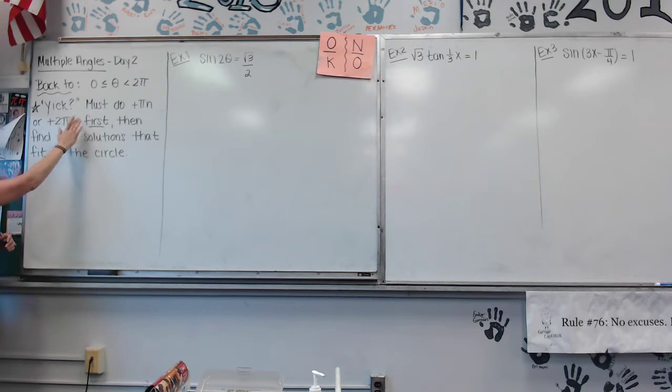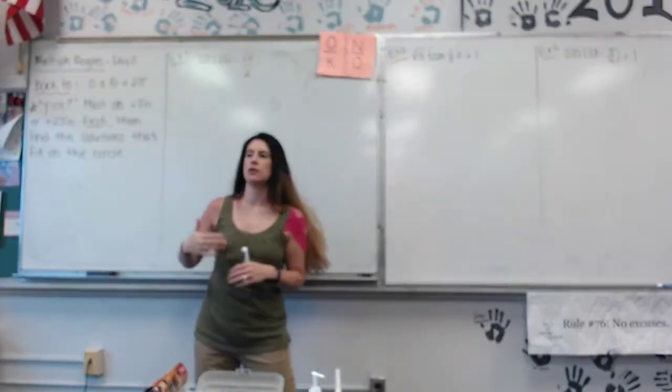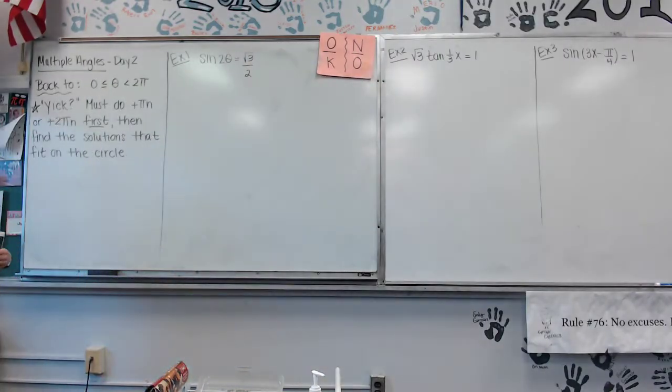So you always, if you have something like a yick inside, what I called the inside, this 2 theta, this 1/3 x, if you have a yick inside, you have to start with that. And then we're going to narrow down our answers to the ones on the unit circle. So I'm going to show you by example, and when we get to the part that's new, I'll let you know and I'll go a little slower.